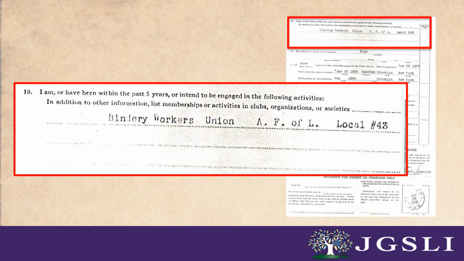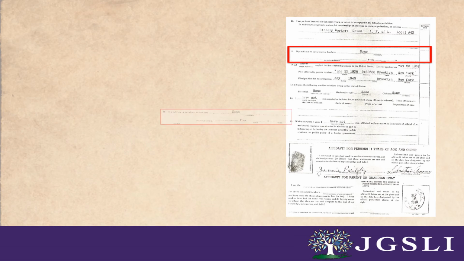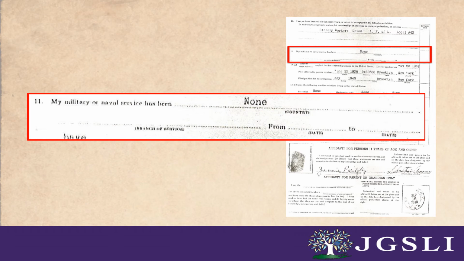Number 10. On page 2, the registrant is asked to list any organizations, clubs, or societies they may have belonged to in the last 5 years or are planning to join. The purpose of this question was most likely to see what political organizations the registrant was involved with, but for our purposes, it's an interesting question to find out what our ancestors might have been doing in their social life. Number 11. Here the registrant would record any military service along with their terms of service.